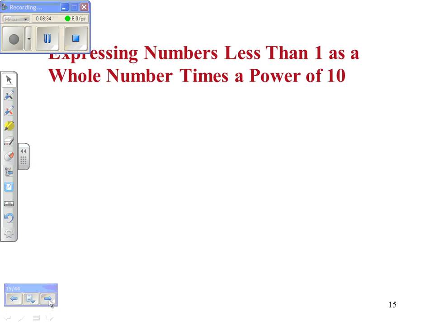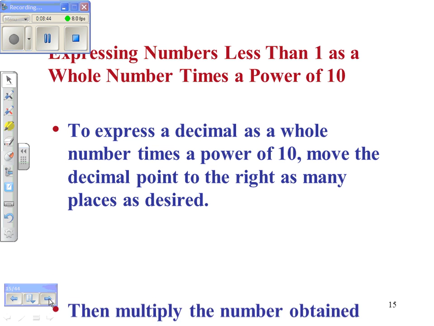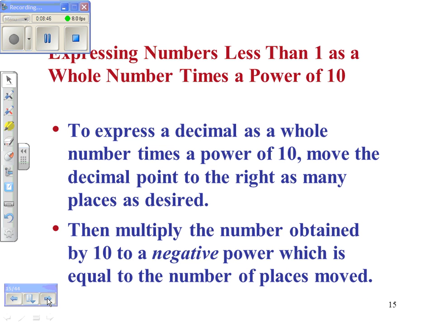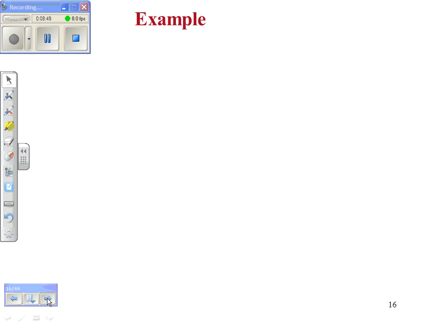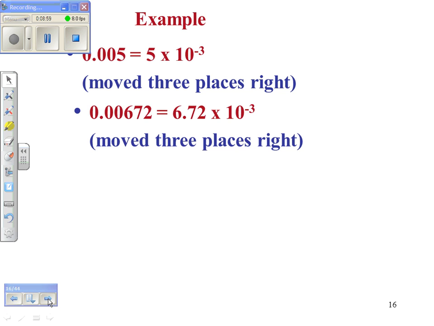Okay, now let's look at really small numbers. We're going to move the decimal place to the left to get rid of that really long string of zeros. Then multiply times the negative power of 10. For instance, 0.005 is really 5 millisomethings, right? That's a simple one. If we go 0.00672, that's 6.72 times 10 to the minus 3, or 6.72 millisomethings.